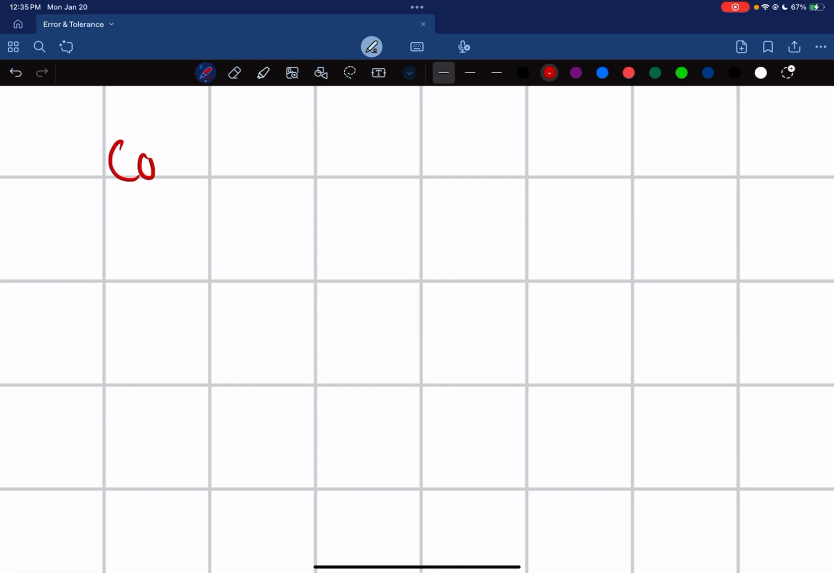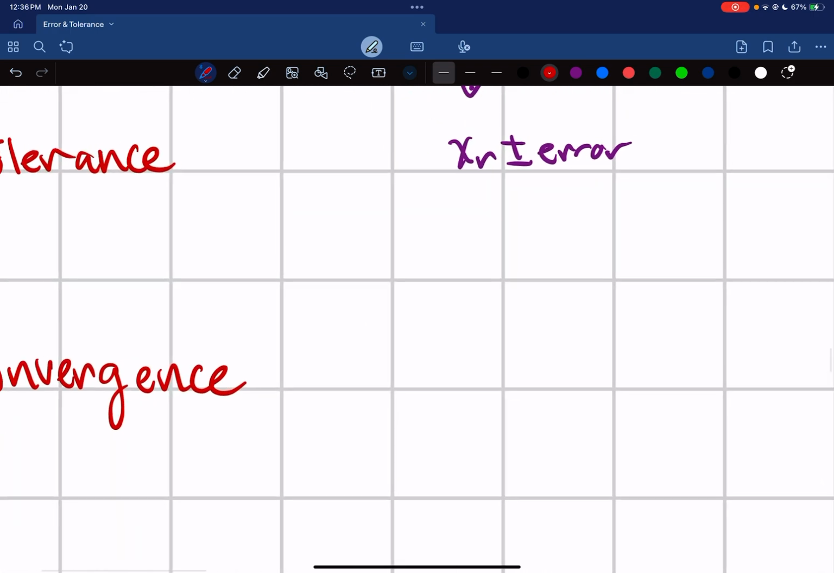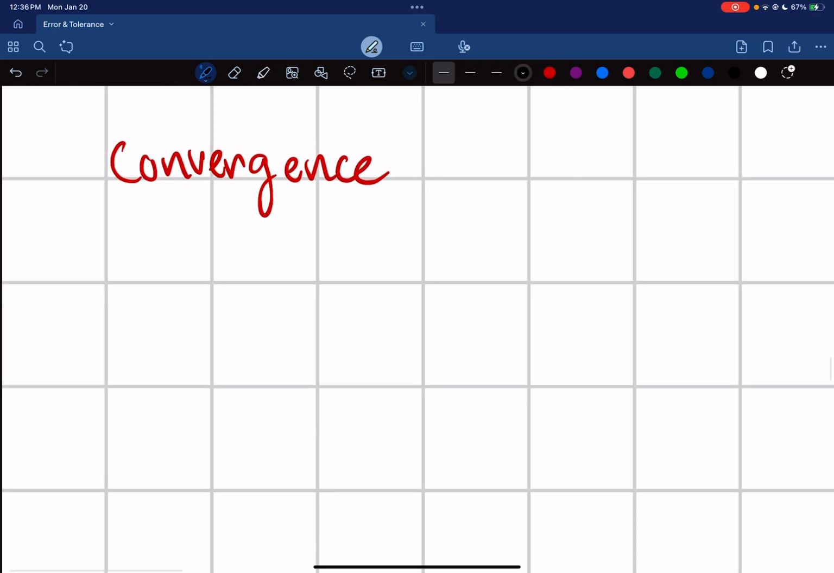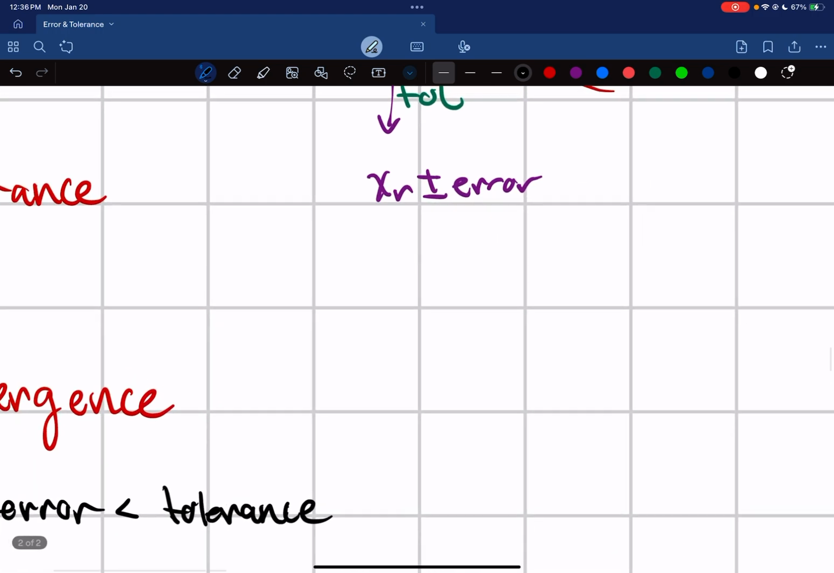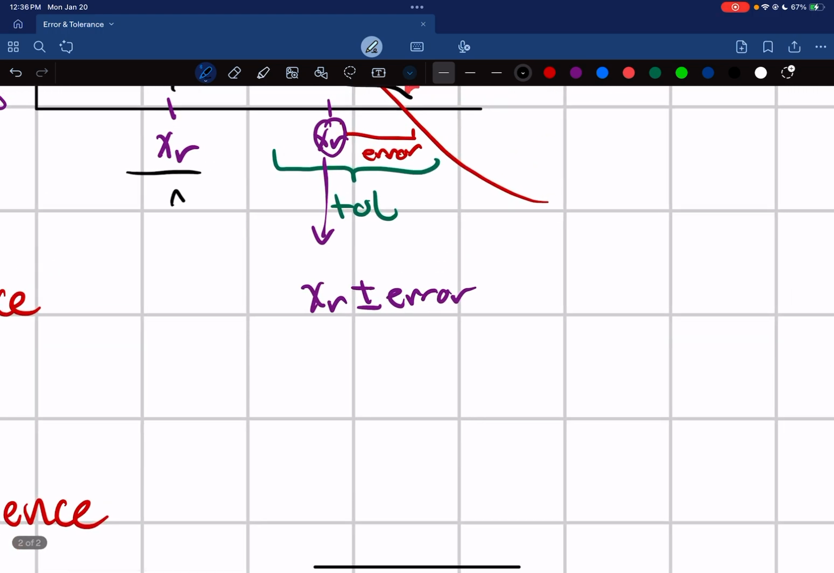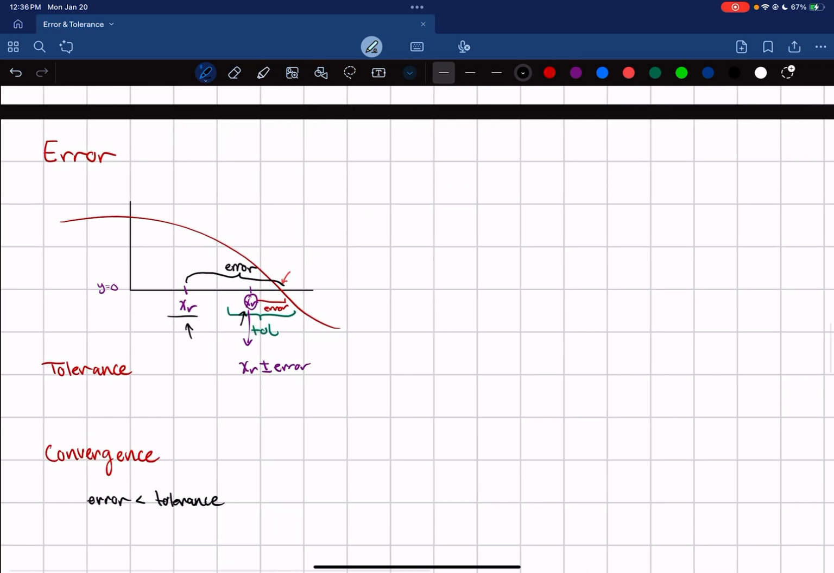Now the last thing is convergence. Convergence is basically when, here I'll actually do the definition. Convergence is when a solution was found with an error smaller than the tolerance. So if my error is smaller than my tolerance, then it converges. So in this example, this does not converge, this converges. And that's what convergence is.